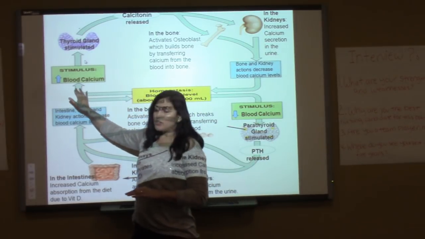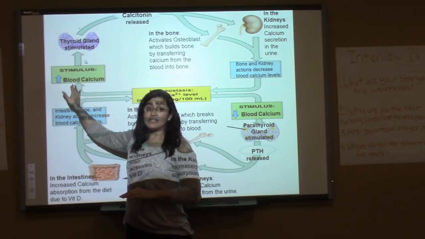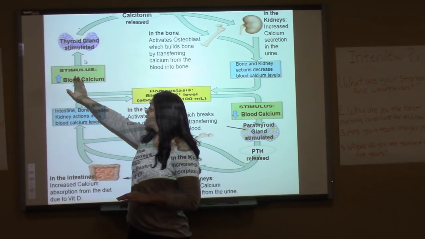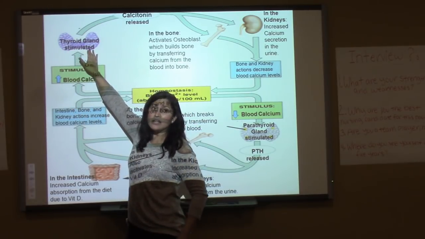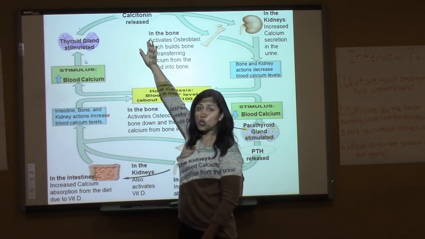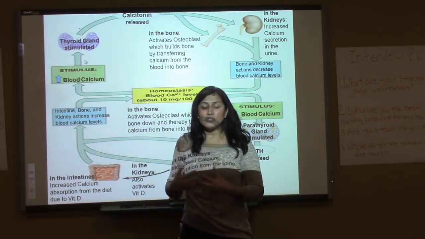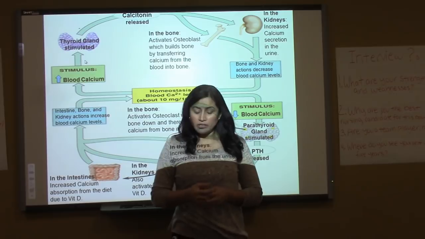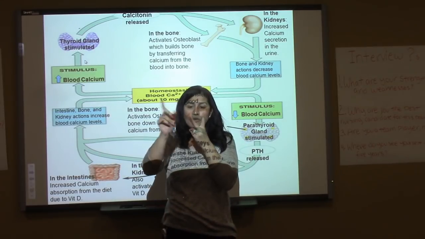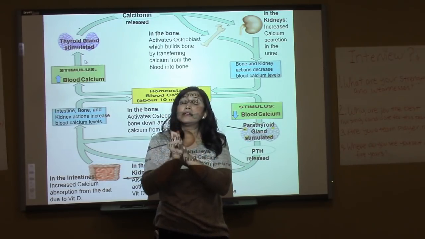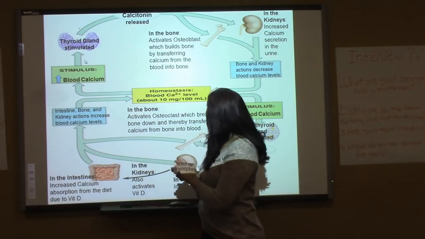Anytime your calcium levels have increased, it stimulates basically your thyroid gland. That in turn releases calcitonin. Now, how does calcitonin work? As I mentioned earlier, it works on two sites. It goes to your bone and it goes to your kidneys. Let's see what it does in the bone.